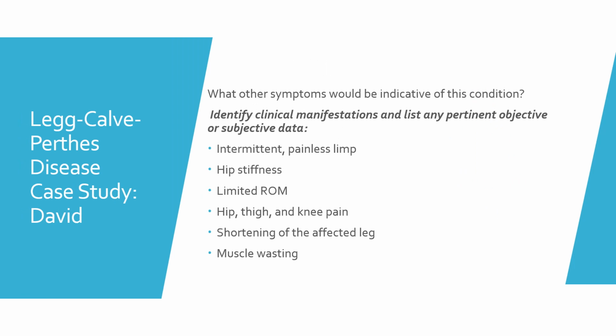So what are some other clinical manifestations, any objective and subjective data that we might see with David? We might notice that he has an intermittent painless limp, his hip is stiff, limited range of motion, hip, thigh, and knee pain because the pain is radiating because of the inflammation, shortening of the affected leg, and muscle wasting, again, because we're just not using that leg. He's not applying any pressure to that leg.